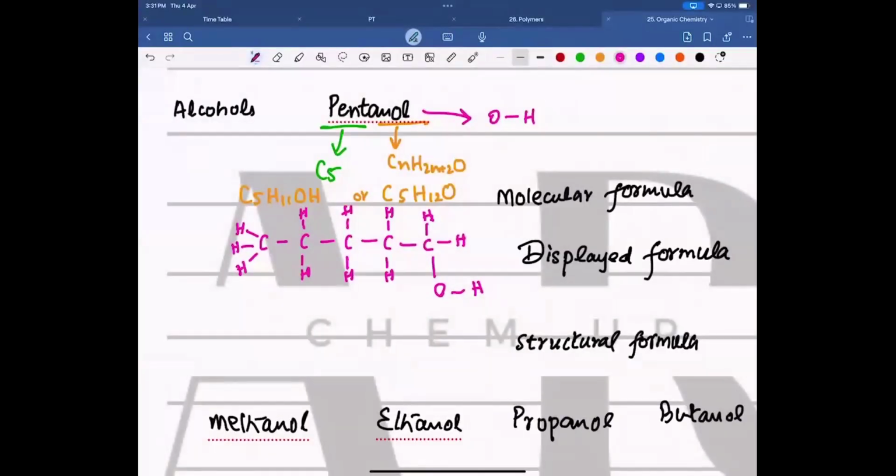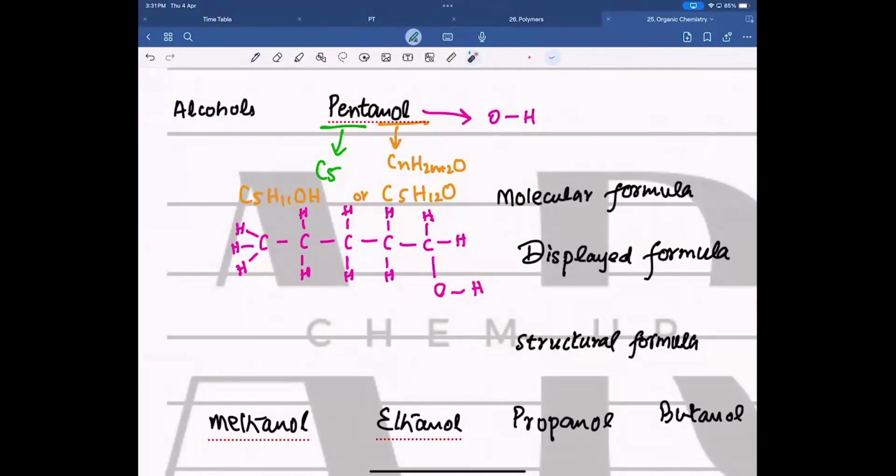Now it's visible to all of you. So that's how we make the formula. See, I didn't count the total hydrogens. Now, if you count the hydrogens, you will get the same number of hydrogens as in the molecular formula. Now, just draw the structural formula.